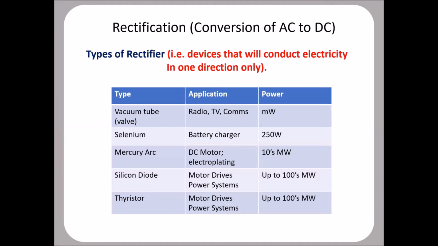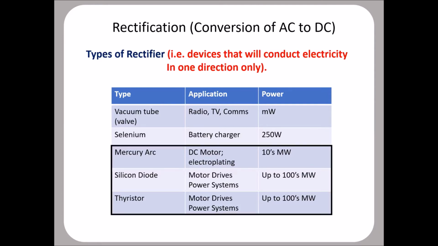Let's look at different types of ways of converting AC to DC that didn't involve three electrical machines. Those are rectifiers, devices that conduct electricity in one direction only. I've got 5 here, but I'm going to disregard the first 2 because they are very small power ones. You'll have seen valves and rectifiers in a battery charger, maybe selenium, but at the power levels that I'm interested in, we really had only 3: the mercury arc, the silicon diode, and the thyristor. These all went up to quite large powers.